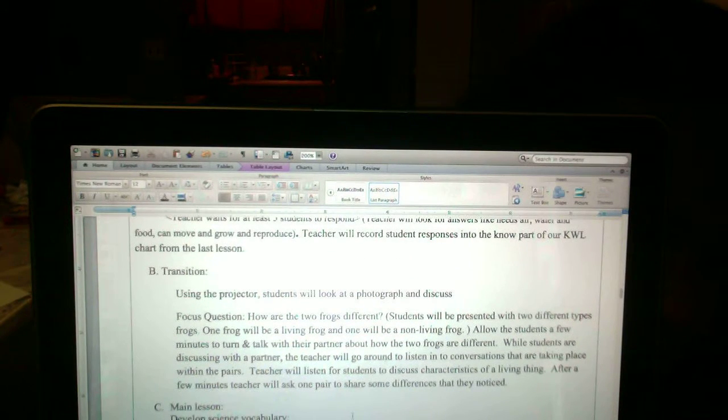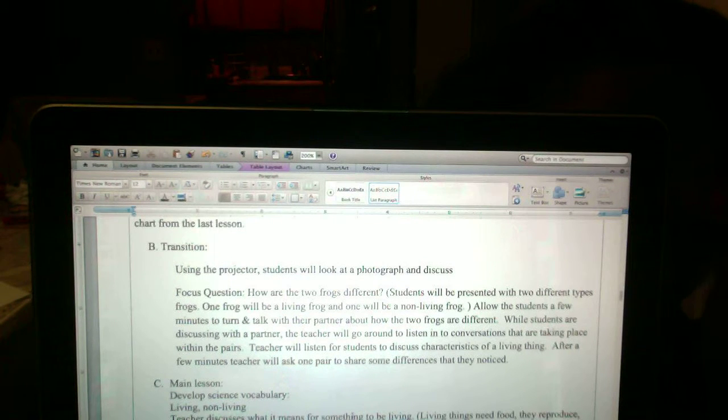Another thing I would do is use a projector screen with photographs of a living frog and a non-living frog. My question is, how are the two frogs different? I would allow the students a few minutes to turn and talk with their partner about how the two frogs are different. While the students are discussing, I would go around and listen to the conversations taking place within the pairs. I would listen for students to discuss characteristics of a living thing. After a few minutes, I would ask one pair to share some differences that they noticed.